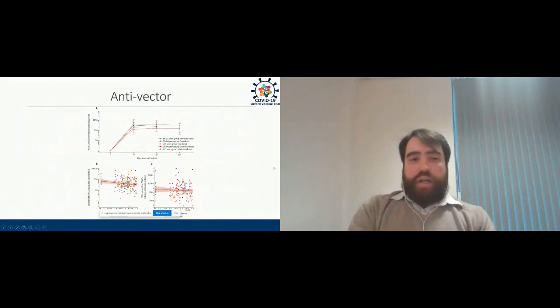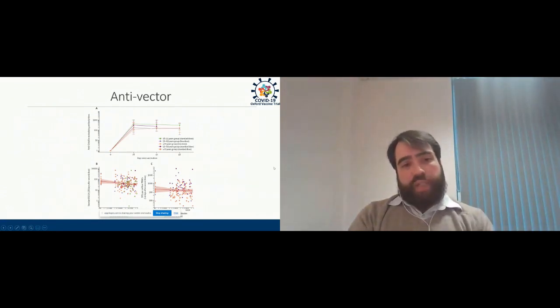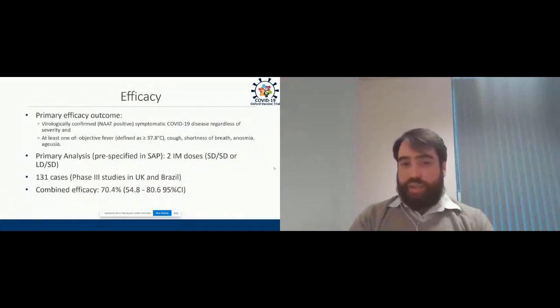And recently we announced our interim analysis on efficacy. So our primary efficacy outcome was virologically confirmed by PCR symptomatic COVID-19 disease, regardless of severity. And those participants needed to have at least one of objective fever, defined as a temperature equal to or greater than 37.8, a cough, shortness of breath, anosmia, or ageusia.